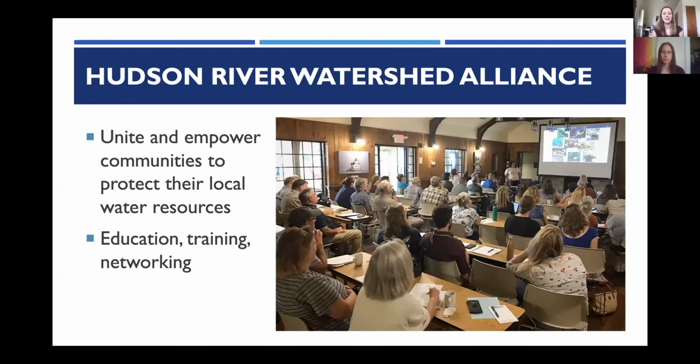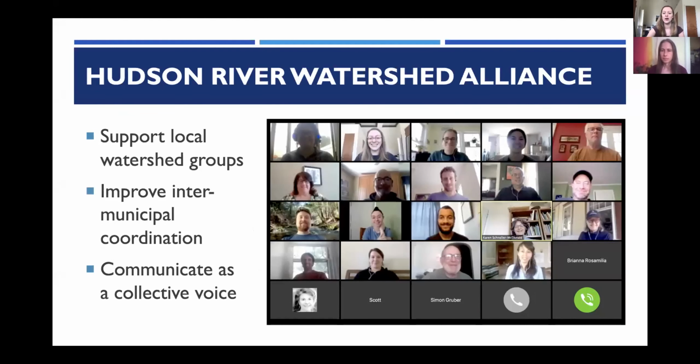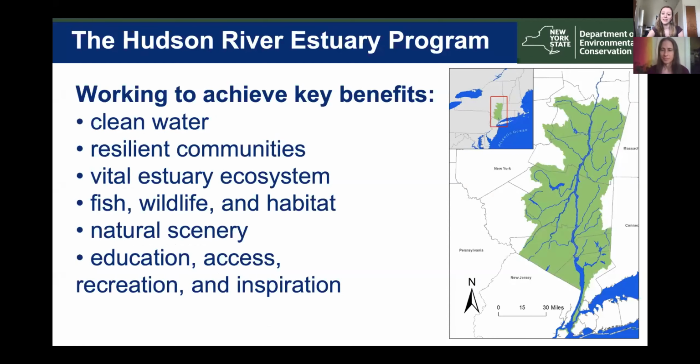For those of you who don't know us, the Hudson River Watershed Alliance works across the Hudson River watershed to unite and empower communities to protect their local water resources. And we do this through education, training, and networking. You might be familiar with some of our past workshops, which looked like this. This was the workshop we held around this time last year on stream connectivity. And now it looks a lot more like this. This is probably a site that you're very familiar with at this point. This was our Watershed Roundtable in the spring. So the Hudson River Watershed Alliance works to support local watershed groups, improve intermunicipal coordination on water issues, and communicate as a collective voice.